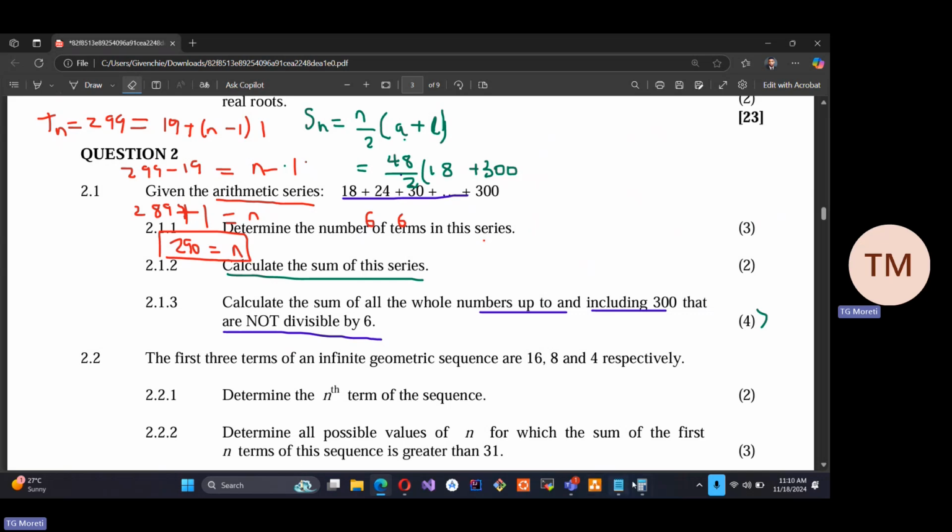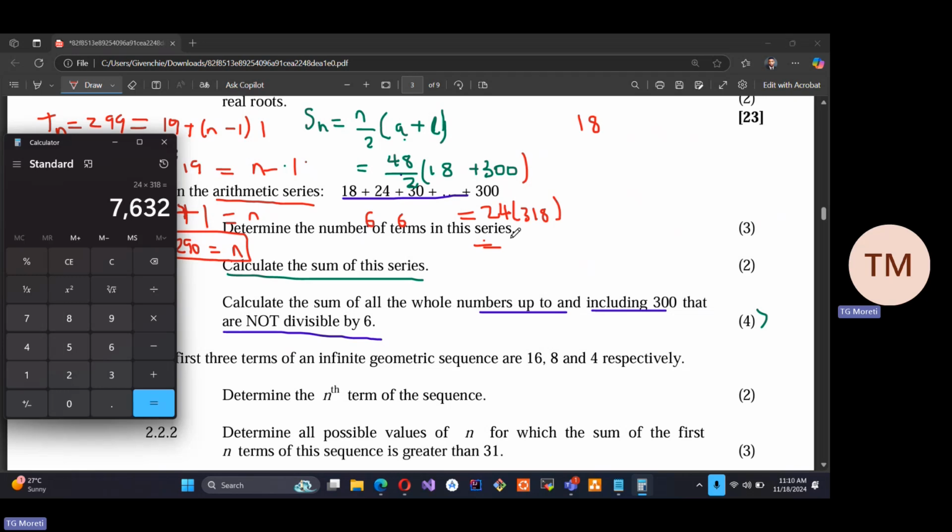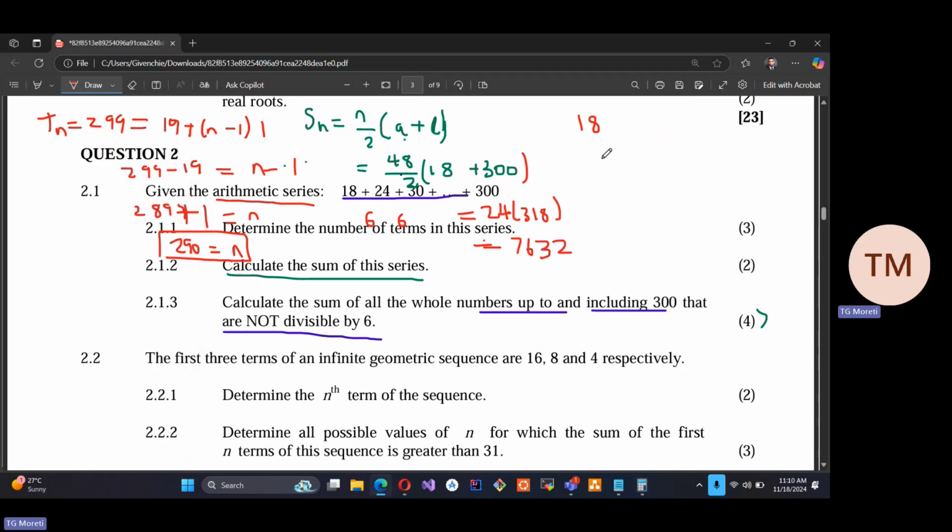Okay, let's try another method to see if our answers check. We're looking for the sum of all the whole numbers that are not divisible by 6, and initially we had the sum of all numbers divisible by 6, which we calculated here as 24 by 318, which was 7,632. But now we can use another method that's going to help us as well. Now we are looking for the sum of all numbers within this series. So we're going to have 18 plus 19 plus 20 up until 300.